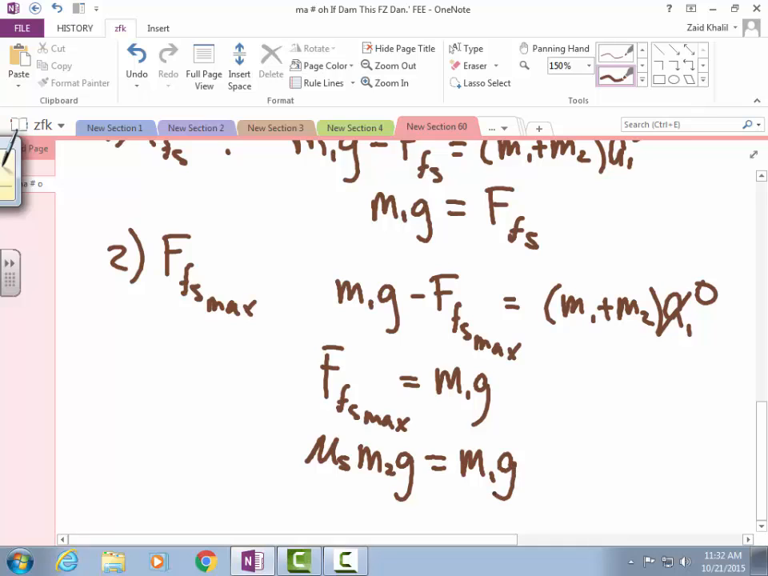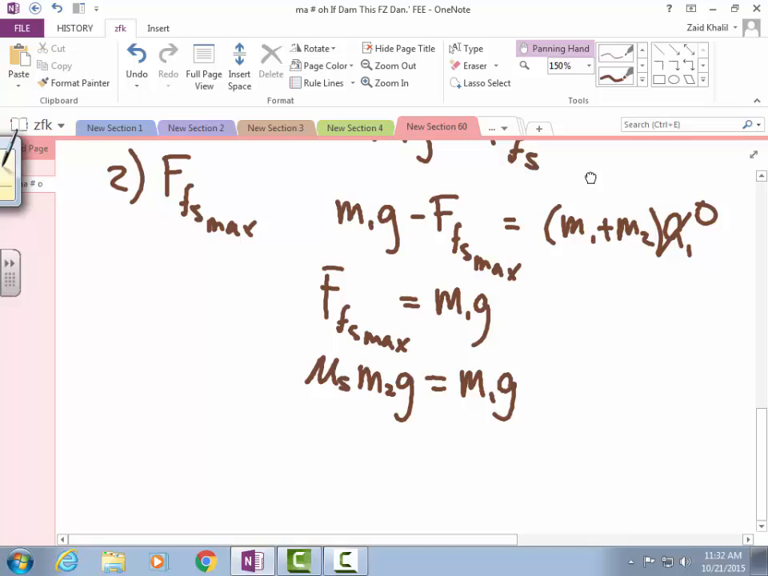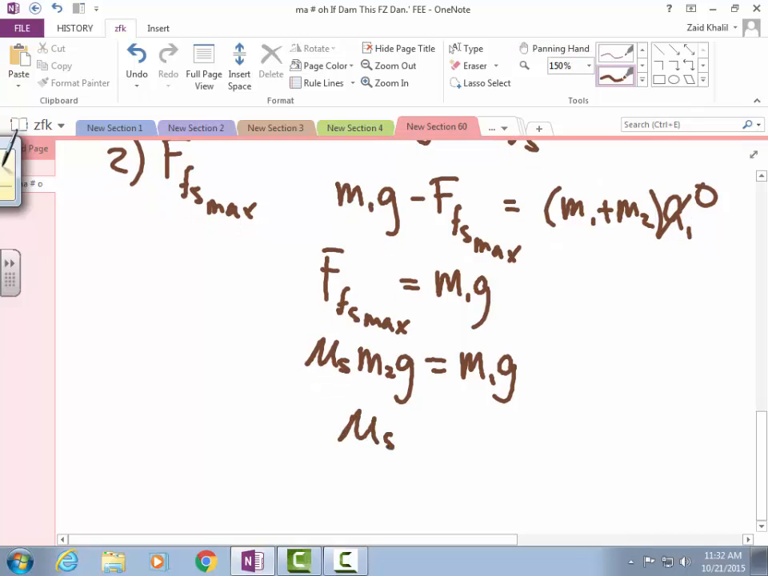So what does this give us? This gives us a means of doing what? Measuring the coefficient of static friction. This is now a new means of measuring the coefficient of static friction. Notice it's equal to M1G over M2G, which is M1 over M2.